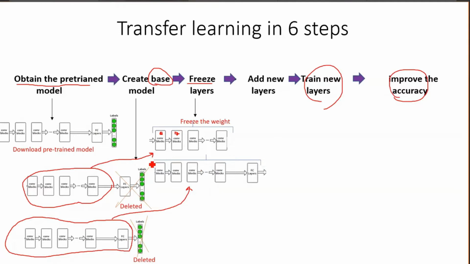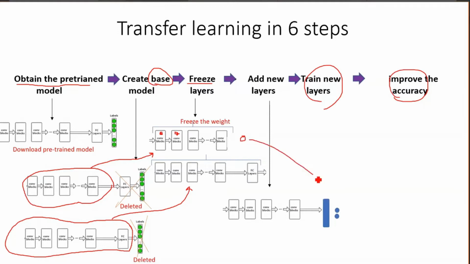Then after that you add a layer. Here you have an empty spot, so you add a layer there. In this case I put one layer with 500 nodes.